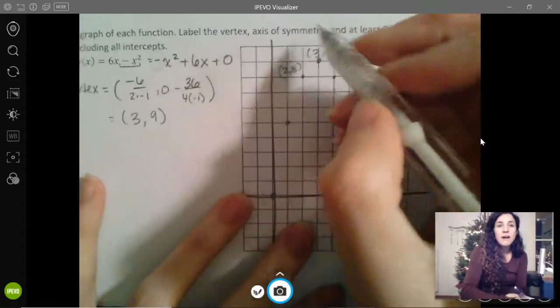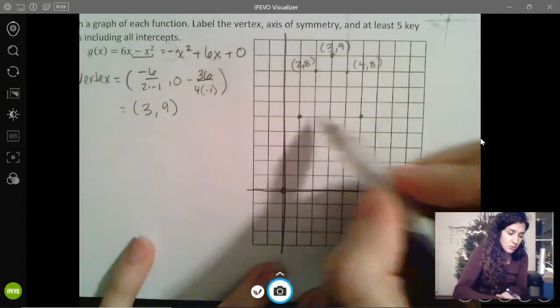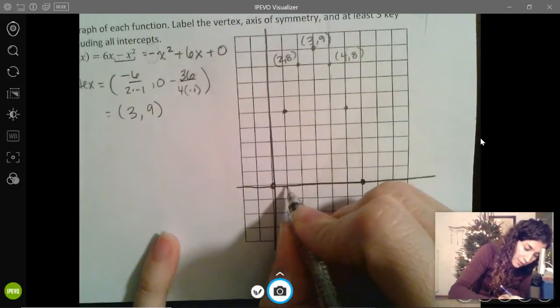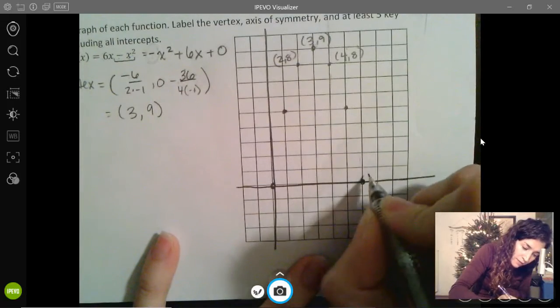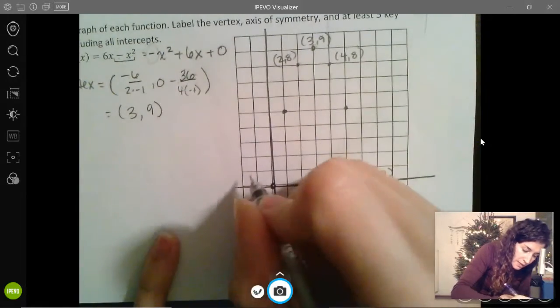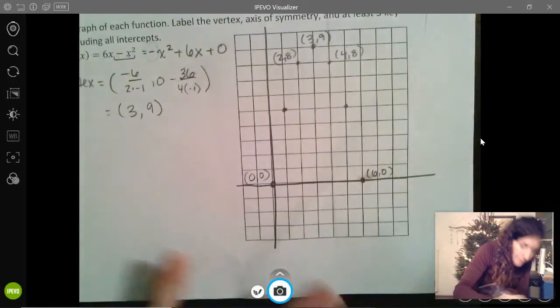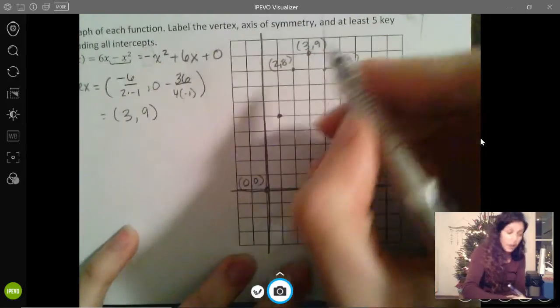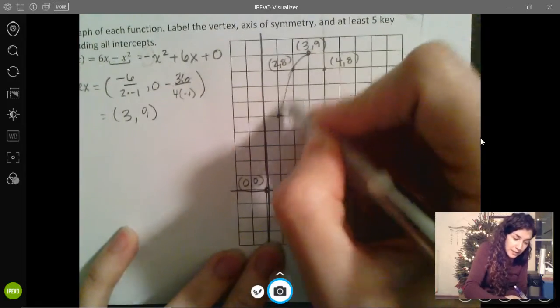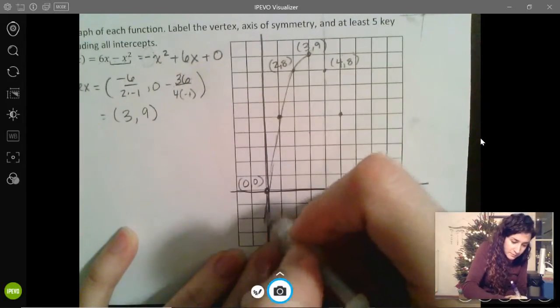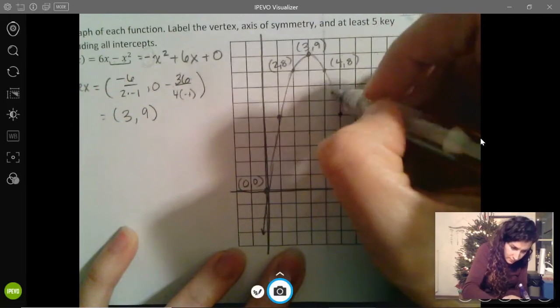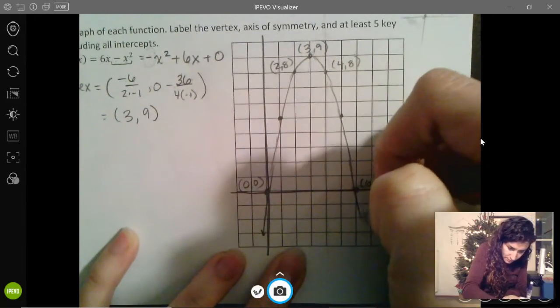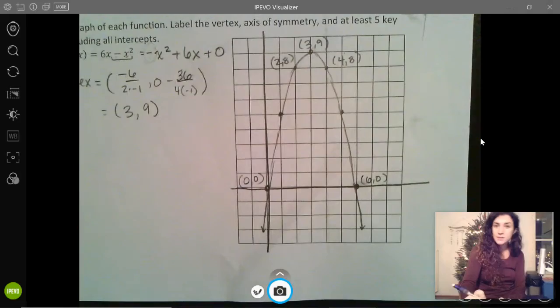It says we want to label 5 key points. It says we want to include all intercepts. So I'm not going to label these guys, but I will label 1, 2, 3, 4, 5. This guy, this guy. Okay. And I should probably also connect the dots here and graph it. All right, there we go. Next one.